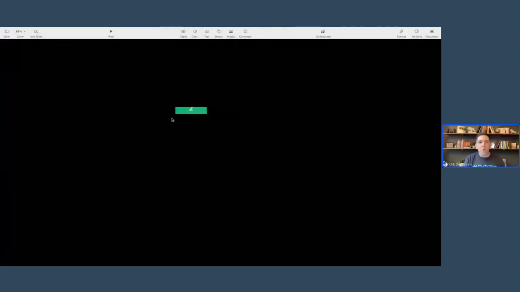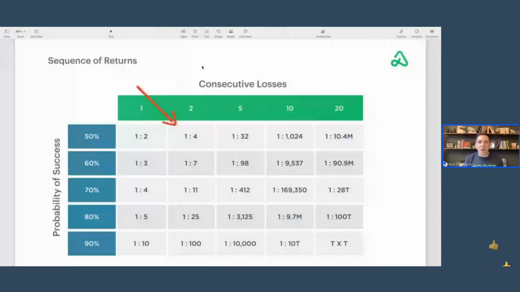Now let's go here. What are the chances with a 50-50 bet that you lose 2 trades in a row? It's 25%. There's a 1 in 4 chance that you lose 2 trades in a row. So if you flip a coin, there's a 25% chance that if you flip that coin twice, you're going to have 2 losses in a row. Here's why it's so important.